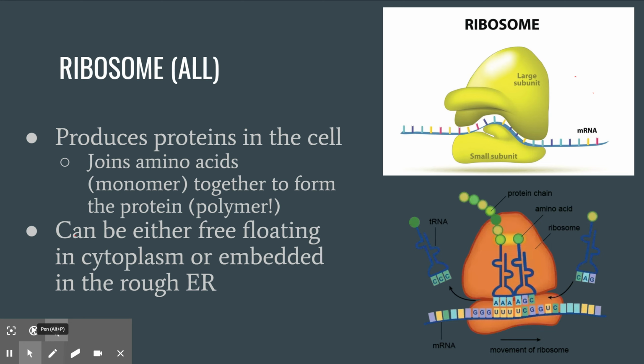Ribosomes can be found in two places within the cell. They can either be free floating inside the cytoplasm, or they can be embedded or part of the rough endoplasmic reticulum. Those terms might not make sense yet, but we're going to see those in just a little bit. Ribosomes can be found in two places, within the cytoplasm or within the rough endoplasmic reticulum, or ER.